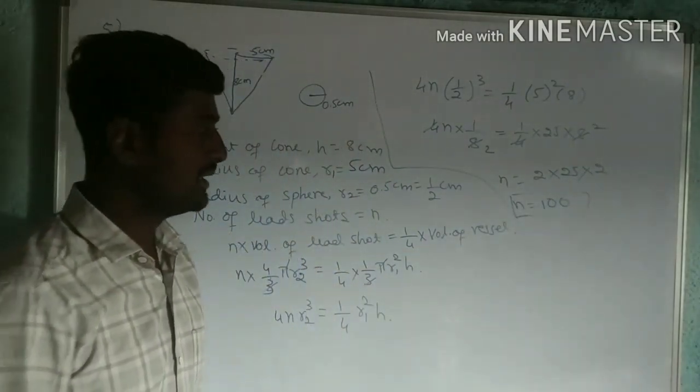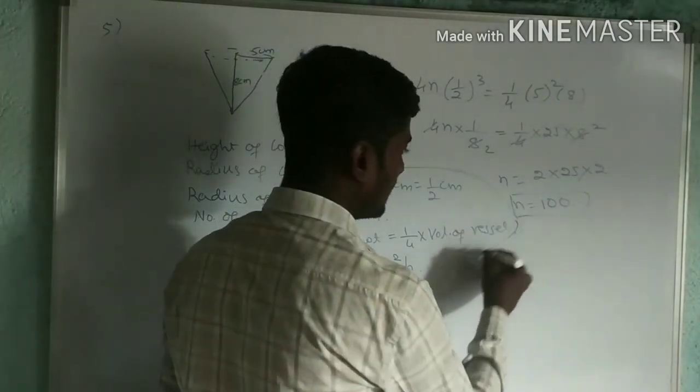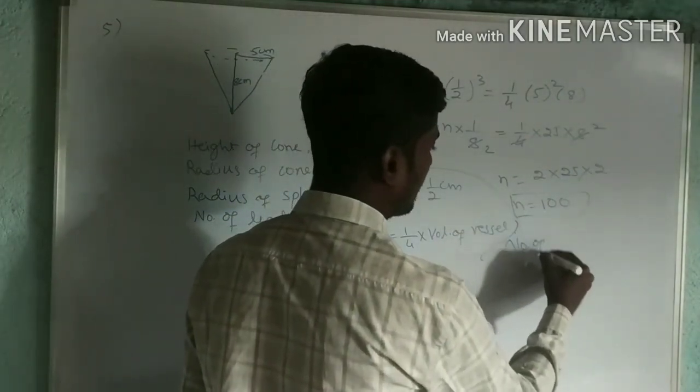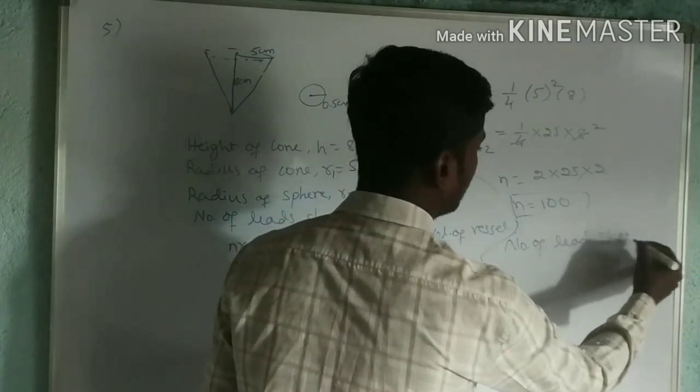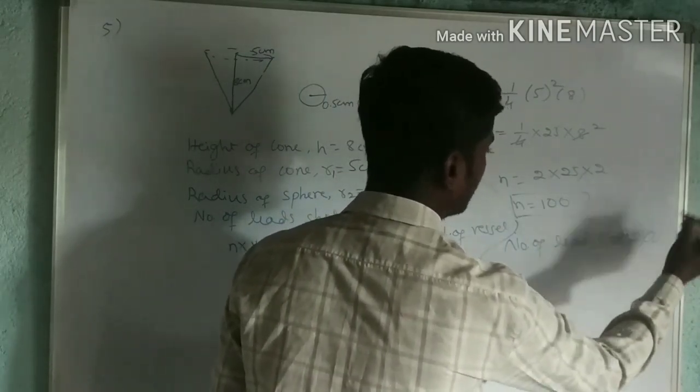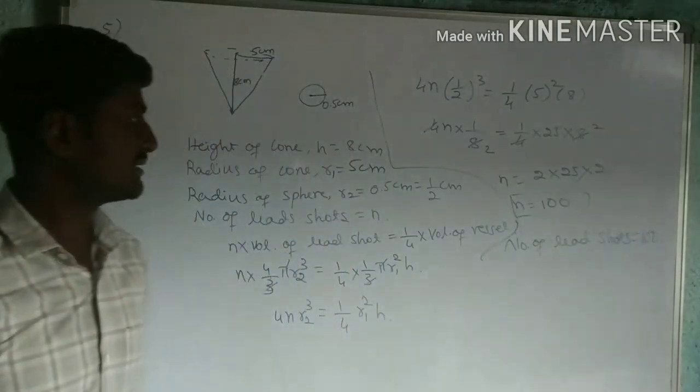Let us write the conclusion. The number of lead shots is equal to 100. Number of lead shots is equal to how much? 100. This is how we can solve it.